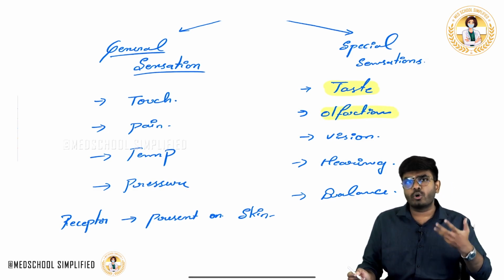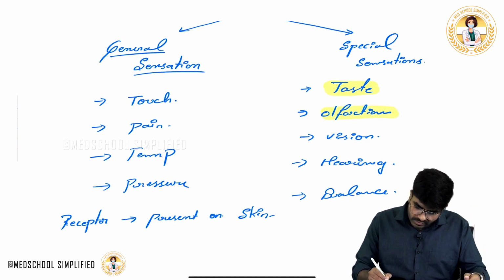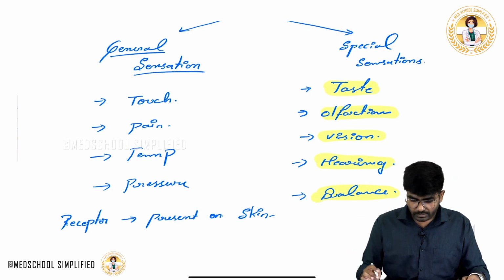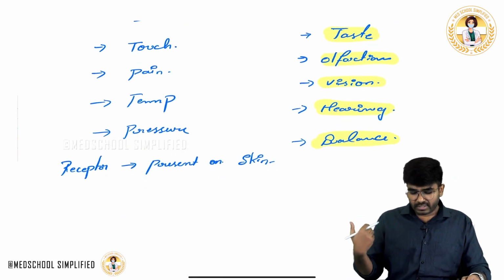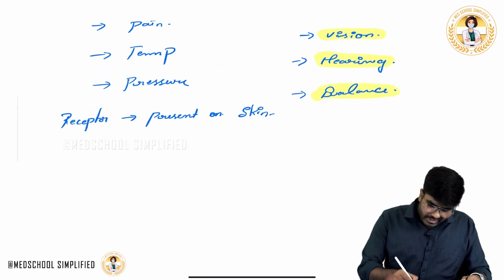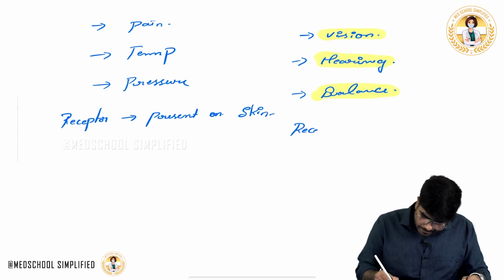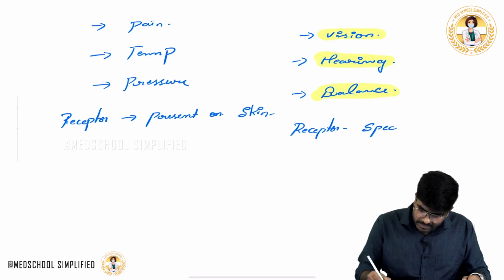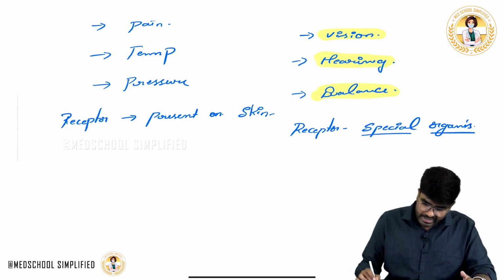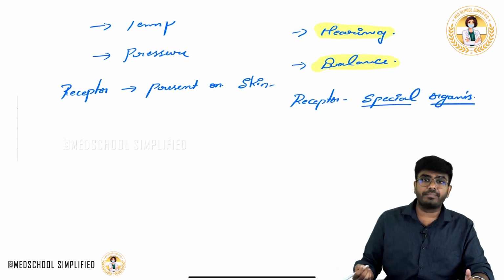Same with olfaction. Olfaction can only happen from the nose. Vision only happens from the eyes and retina. Hearing is only possible with the ears, and balance is possible with the semicircular canals and vestibule, which are in your ears. Now, for the special sensations, let's talk about the receptors. Receptors for special sensations are localized in special organs, like I have already discussed: the eyes, ears, nose, vestibular apparatus, and tongue.